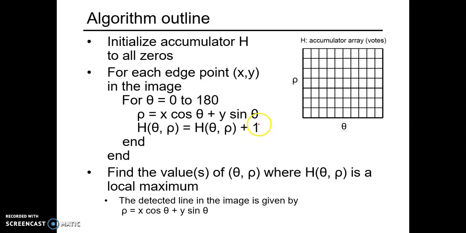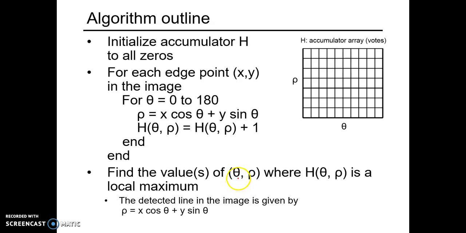Then finally you have to find the values of rho and theta where H of theta rho is a local maximum. That means when H of theta rho attains its maximum value, the corresponding values of rho and theta should be taken, and that rho and theta should be the parameters of the actual detected line.